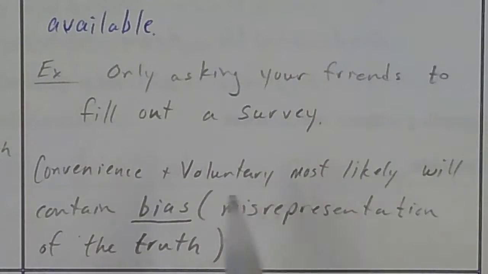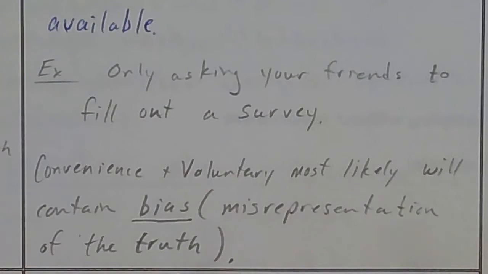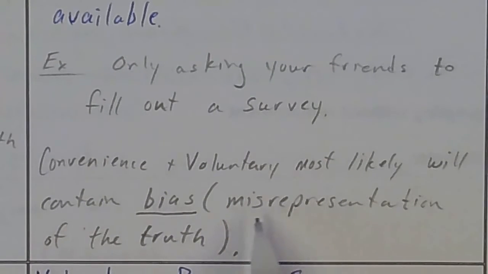All right, it's good to add this part too. We'll get to voluntary response in just a moment, but you should know that these two will most likely contain bias. Bias just means a misrepresentation of the truth, and you don't want your samples to be a misrepresentation of the truth. There's too much of that going on these days. Right? We want the truth.